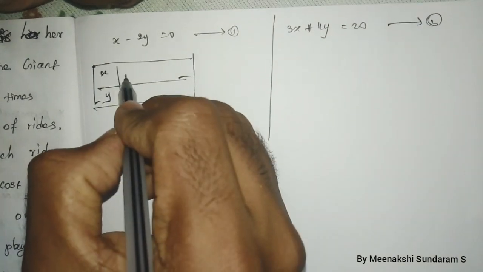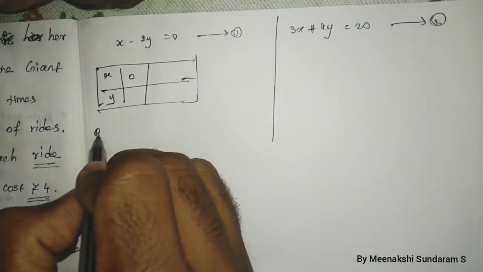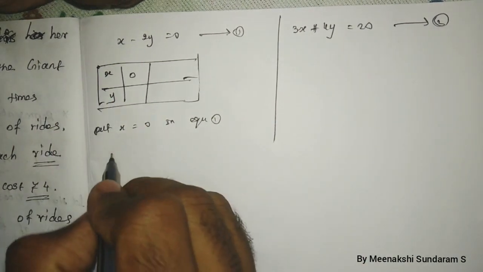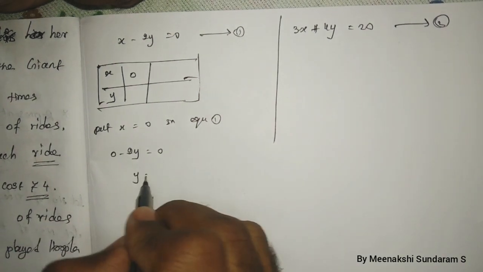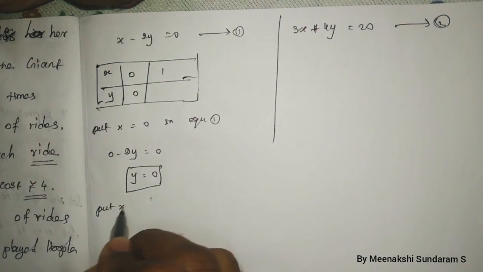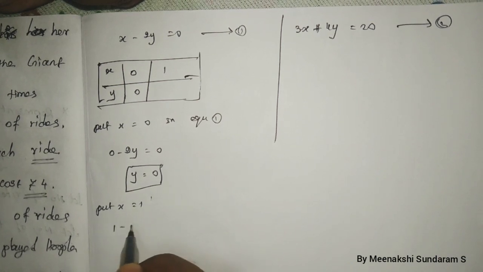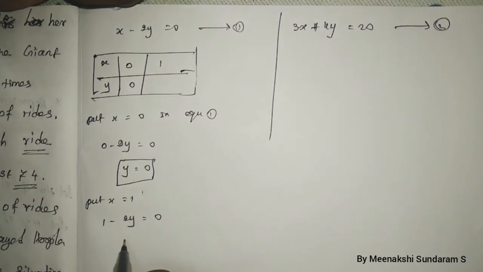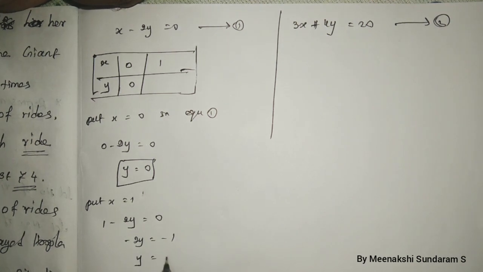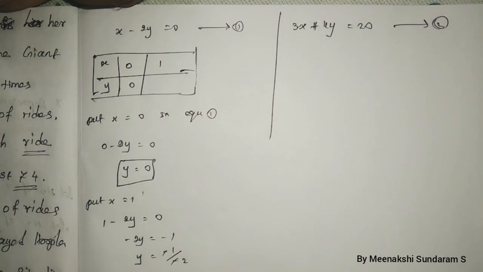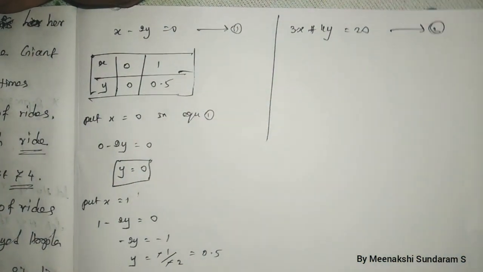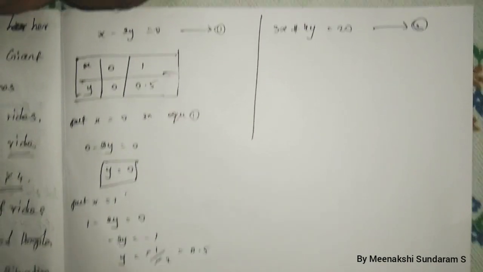Now put x equal to 0 in equation 1. So 0 minus 2y equal to 0. Obviously y equals 0. Next, put x equal to 1. Then 1 minus 2y equal to 0, so minus 2y equal to minus 1. So y is equal to minus 1 by minus 2, the minus signs cancel, so y equals 0.5. Two points are enough to draw the line.